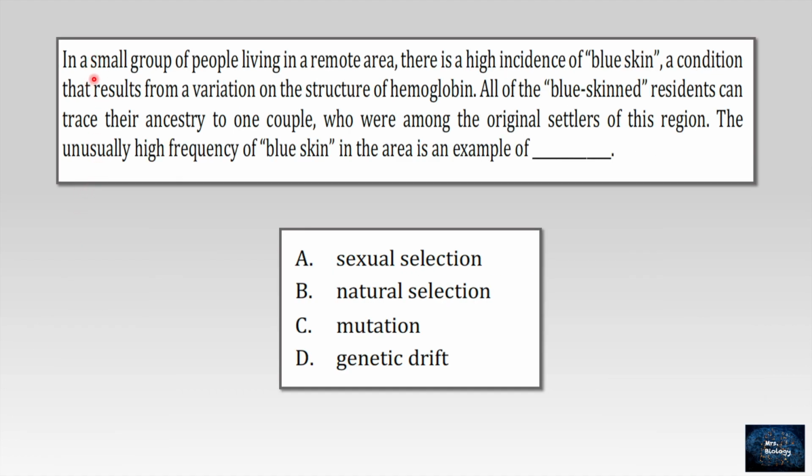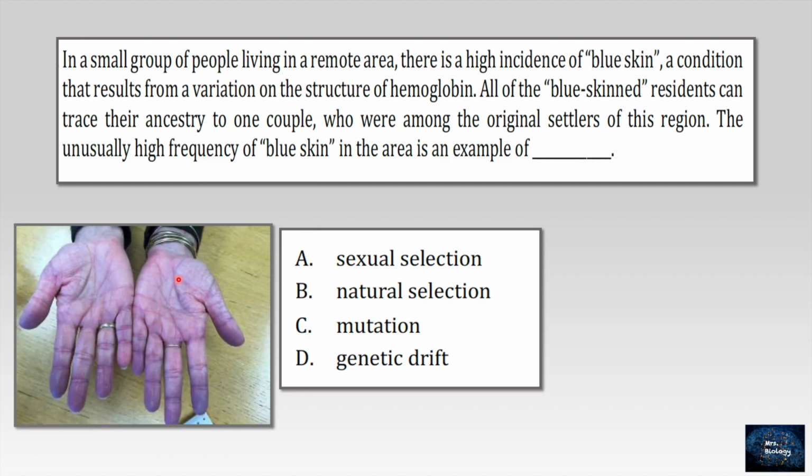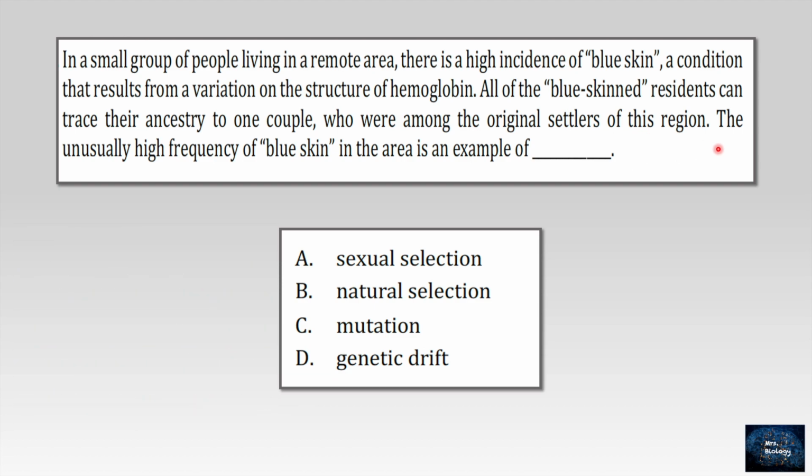Let's see this question. In a small group of people living in a remote area, there is a high incidence of blue skin, a condition that results from a variation of the structure of hemoglobin. Actually, in this case, we call it cyanosis. This is because of the depletion of oxygen level inside the blood. All of the blue-skinned residents can trace their ancestry to one couple who were among the original settlers of this region. Okay, the unusually high frequency of blue skin in the area is an example of.